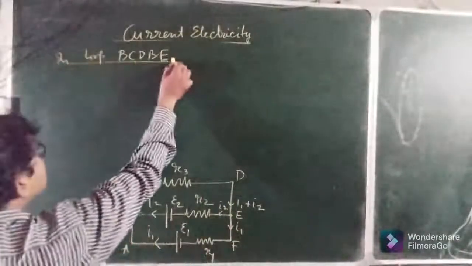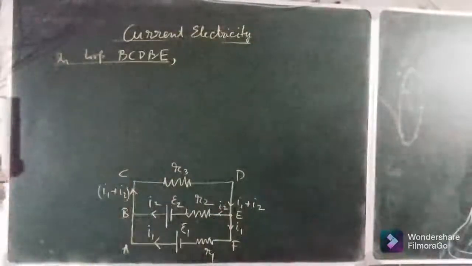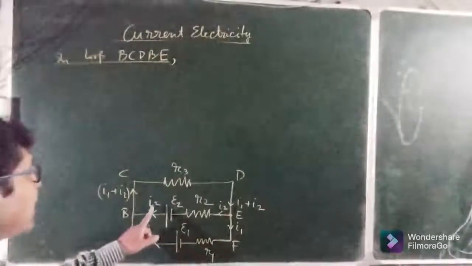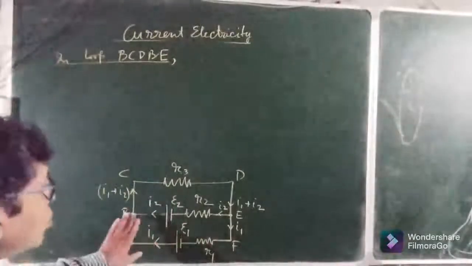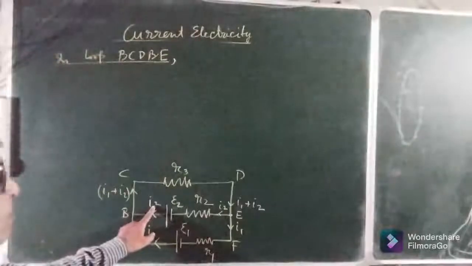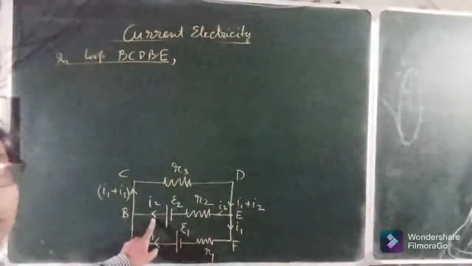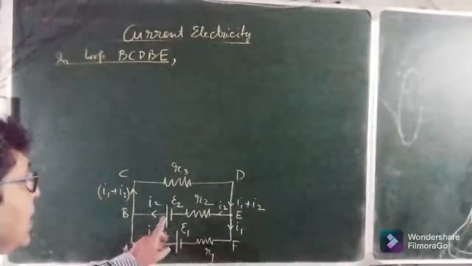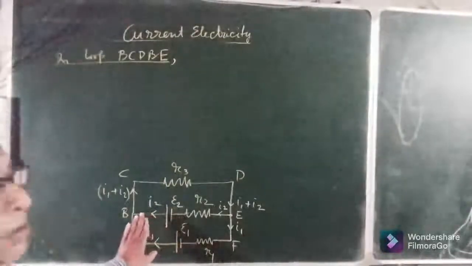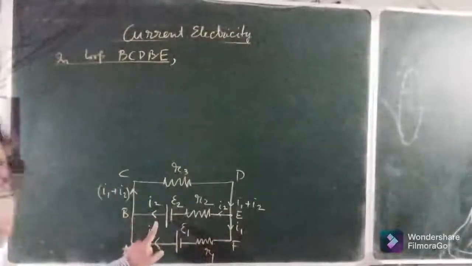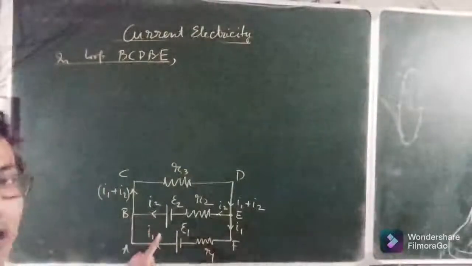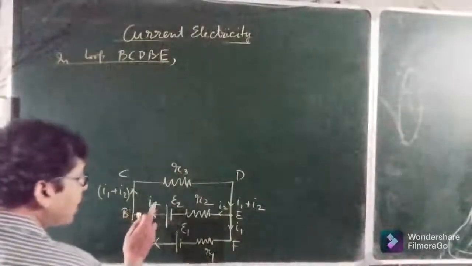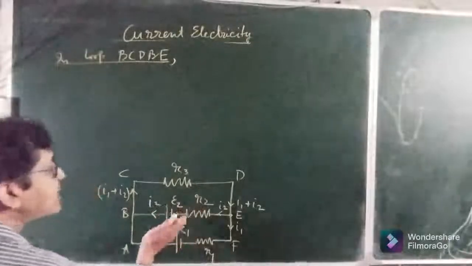In this loop, when you see that the current goes out in the conventional way, that means the arrow is given in the diagram in the traditional manner, then you have to take the product of this current and resistance as negative.